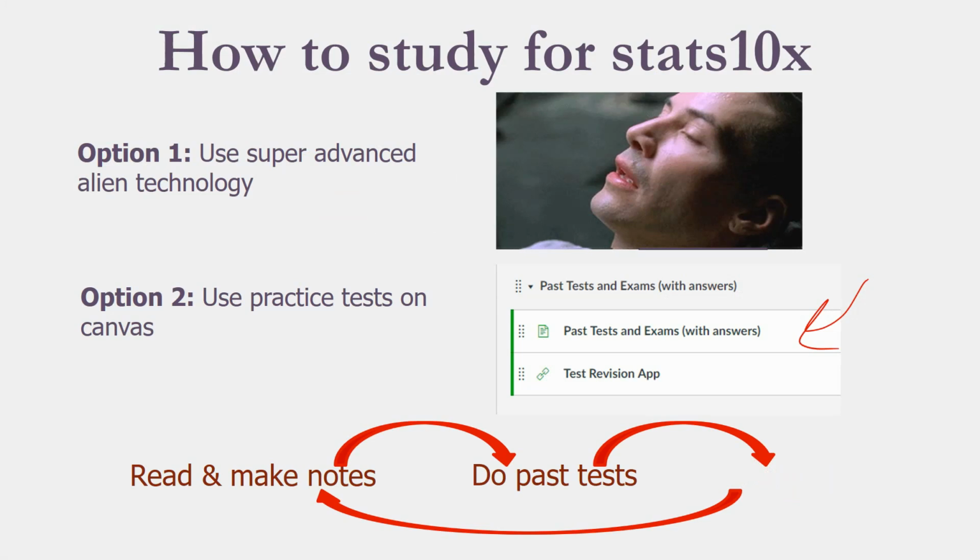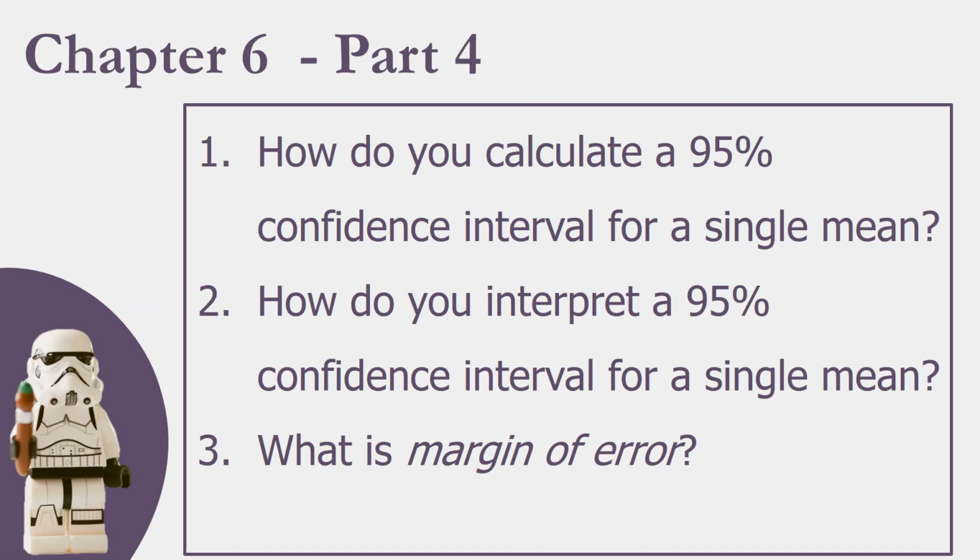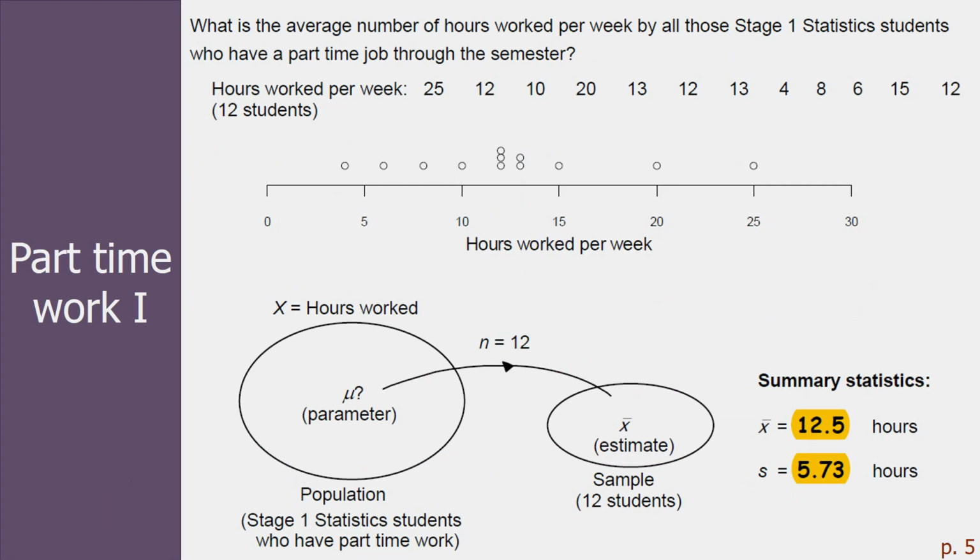Okay, so in this part, an example: we're going to calculate a 95% confidence interval for a single mean. We're going to look at interpreting it, and we're going to learn about this thing called margin of error. So here's our context. This is the one that's in your book at the start of Chapter 6, page 5.